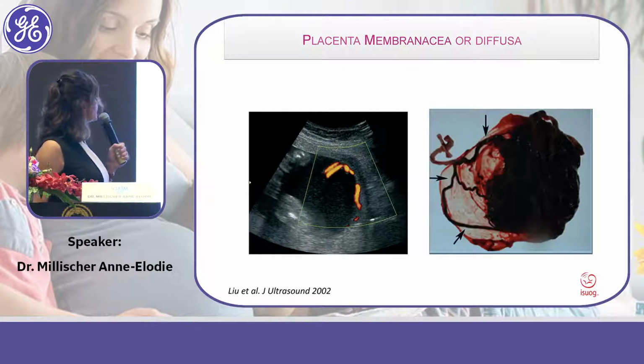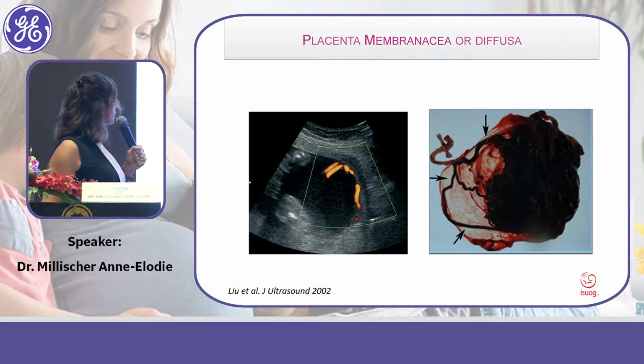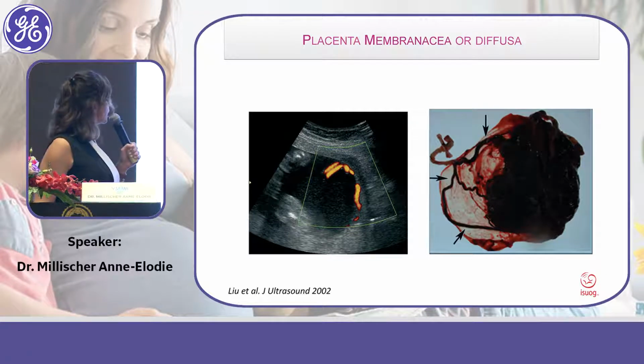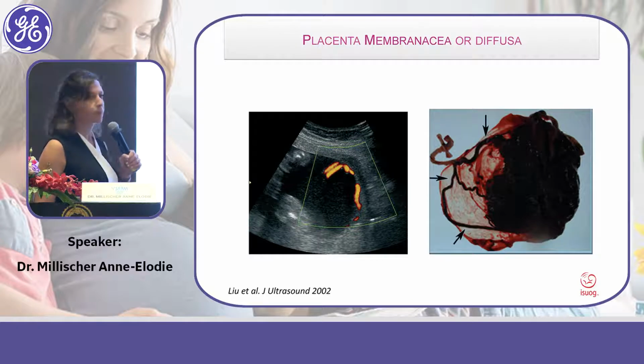And you can see in this Doppler exploration the velamentous vascularization here, just underlying the myometrium.